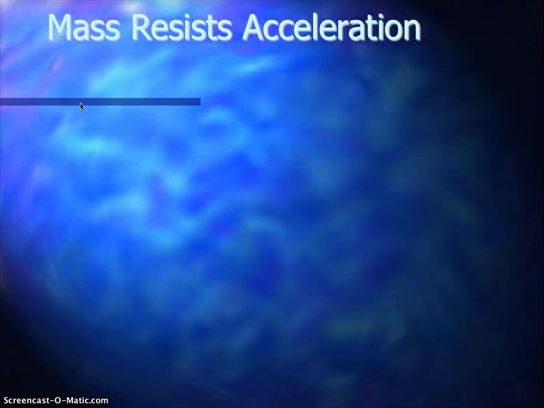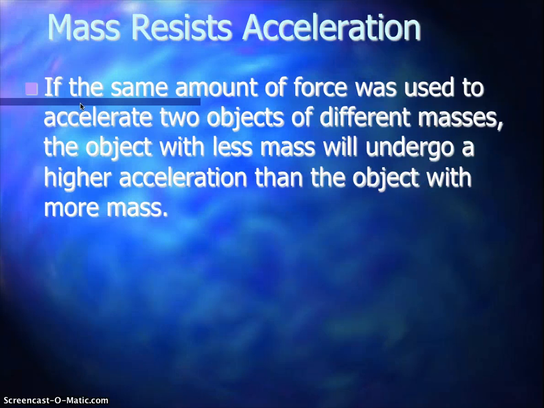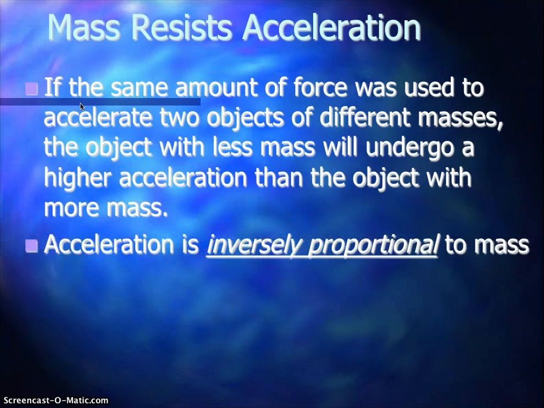Now, mass is something that will resist acceleration. So if the same amount of force was used to accelerate two objects of different masses, the object with less mass will undergo a higher acceleration than the object with more mass, because acceleration is inversely proportional to mass. Basically, if you have something small and not very massive versus something that has a lot of mass, and you use the same amount of force, say 10 newtons, to accelerate both objects, the object with the lesser mass will accelerate at a higher rate.